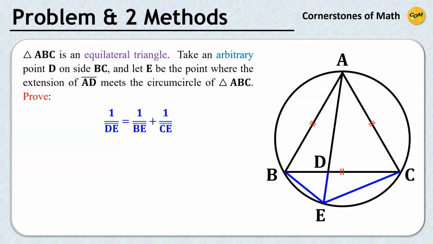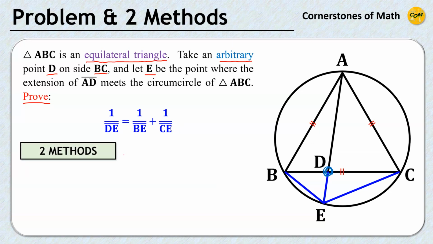Triangle ABC is an equilateral triangle. Take an arbitrary point D on side BC, so this point right here is taken arbitrarily, and let E be the point where the extension of line segment AD meets the circumcircle of triangle ABC. Then we want to prove 1 over DE equals 1 over BE plus 1 over CE.